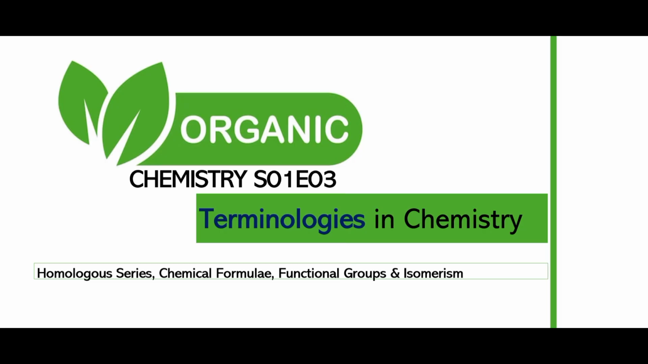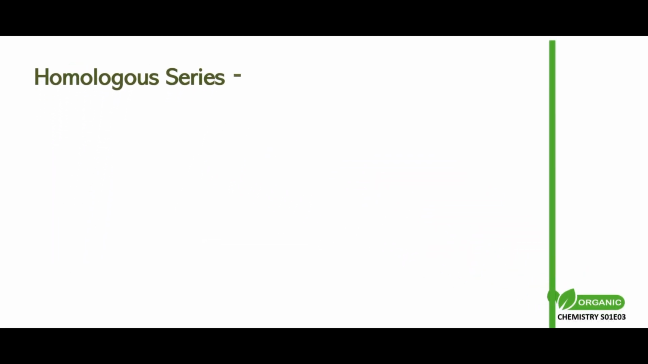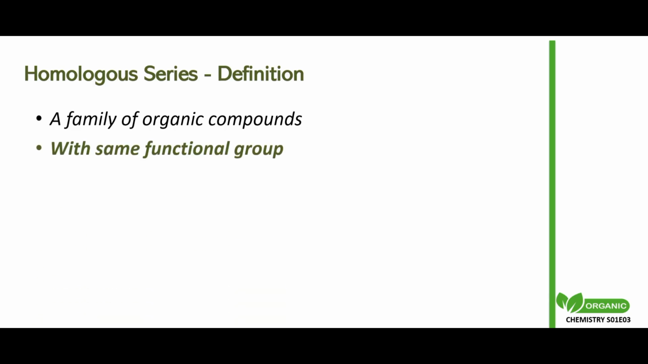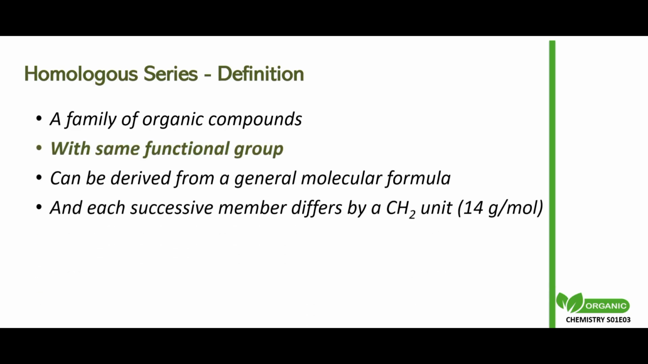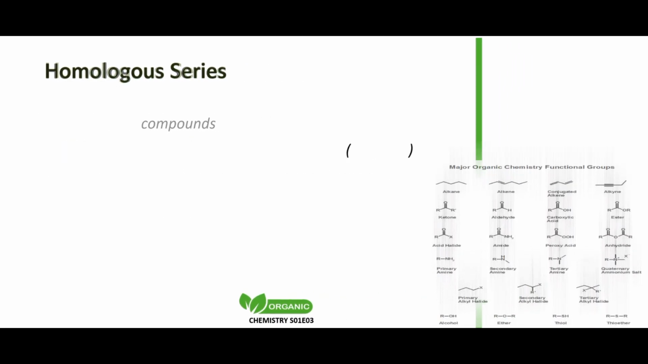The first, homologous series. This is a group, or family of compounds, that have the same functional group, can be derived from a general molecular formula, and each successive member differs from one another by a CH2 unit, or 14 by relative molecular mass. There are several of them. We will hold on to a few, like alkanes, alkenes, alkynes.